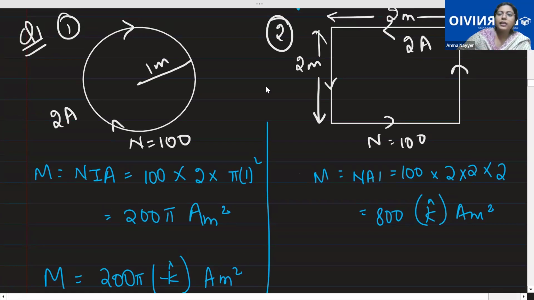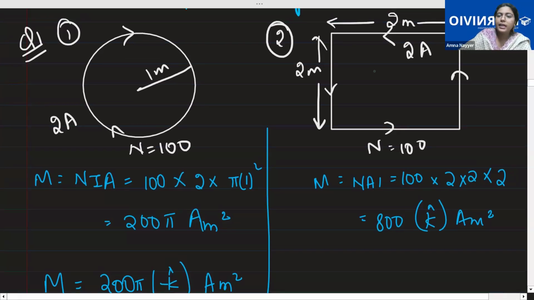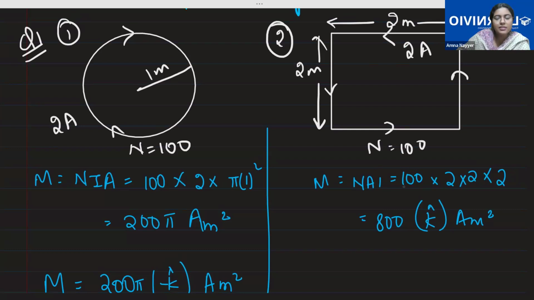And see this one. Here we have a square, so the side is 2 meters. Now the area of the square will be 2 into 2. Current is 2 ampere. Number of turns is 100. So that becomes 800. Now how is the current flowing? The current is flowing anti-clockwise like this. So curl the fingers anti-clockwise, and the thumb points outwards. That is k cap. Okay, so this is how we write the magnetic moment.